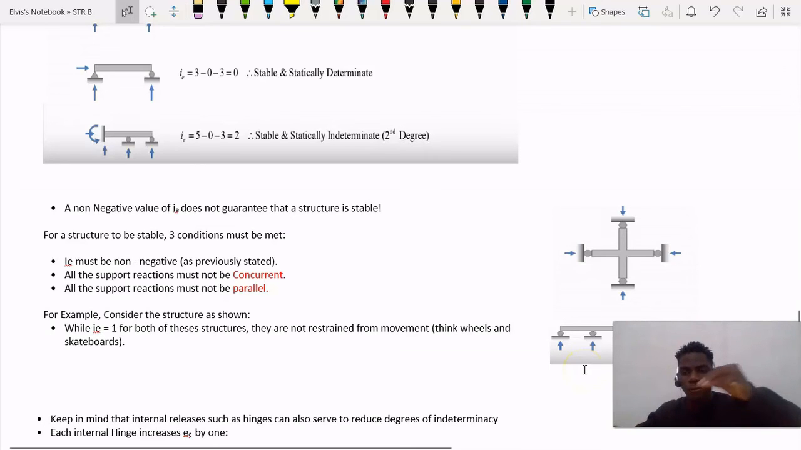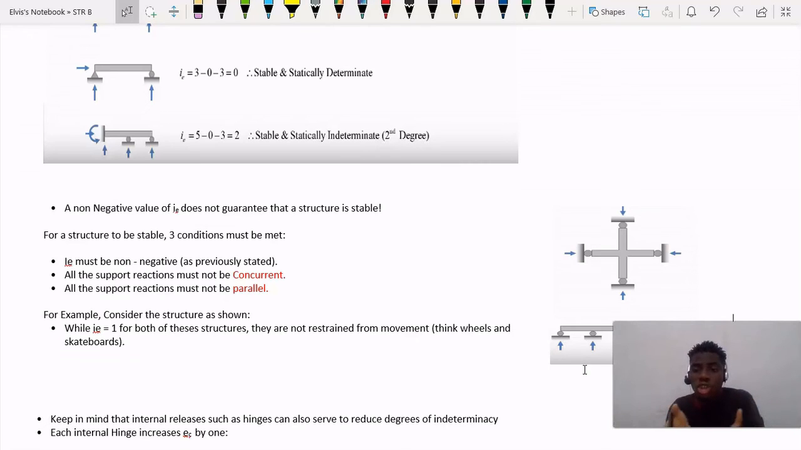If we try to apply a force on this beam, it is going to freely deform. It's going to freely move, because this looks like a skateboard. All the forces are parallel. So we need to know that all the support reactions must not be parallel and must not be concurrent, and I sub E must be a non-negative value in order for the structure to be stable.